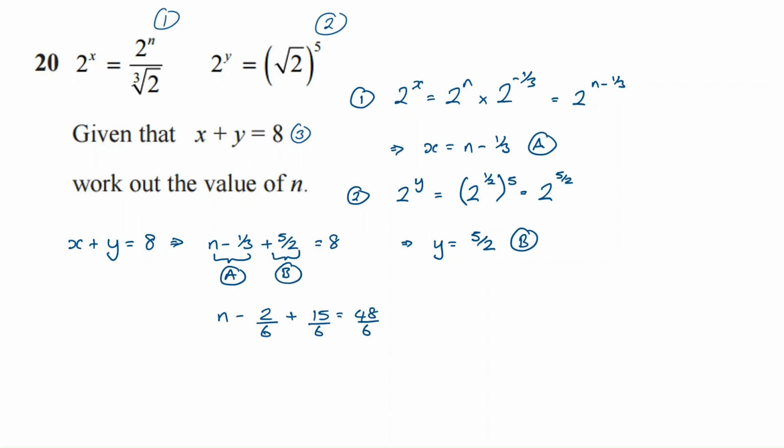So n minus 2 over 6 plus 15 over 6 is 48 over 6. Put everything else on the other side that isn't an n, and that's going to tell me that n is this equation here, which gives a final value of 35 over 6. Again, if you got this far, well done. Nice question. If you know your index laws, it's pretty straightforward.